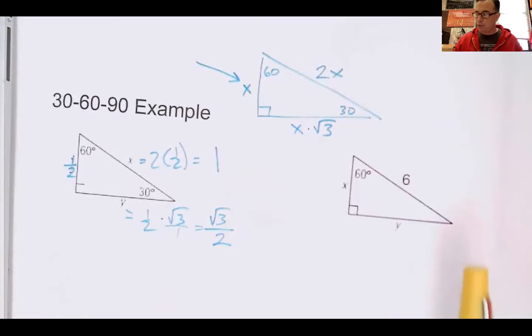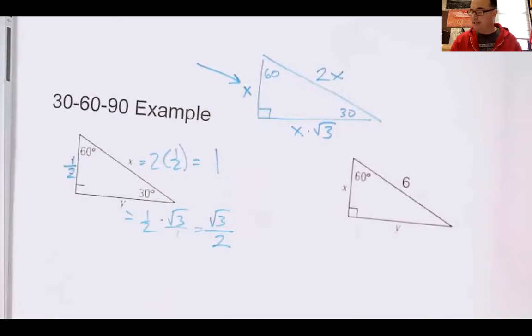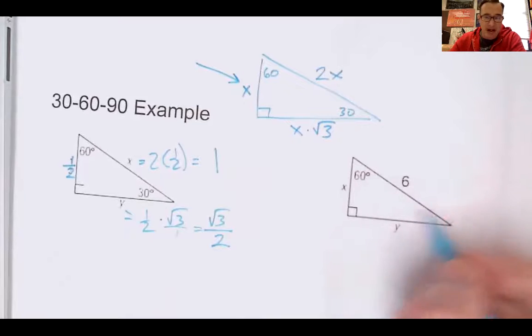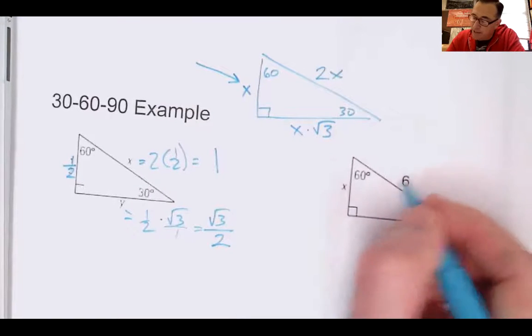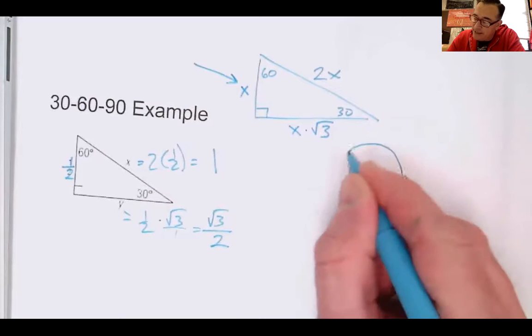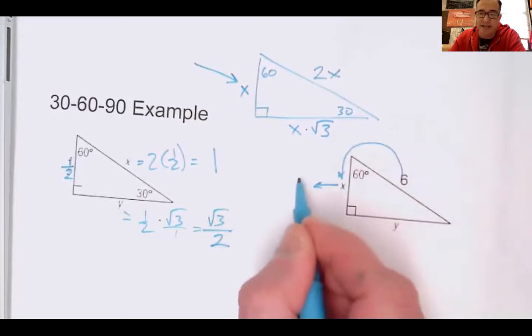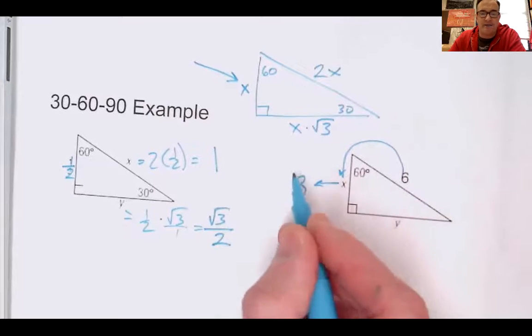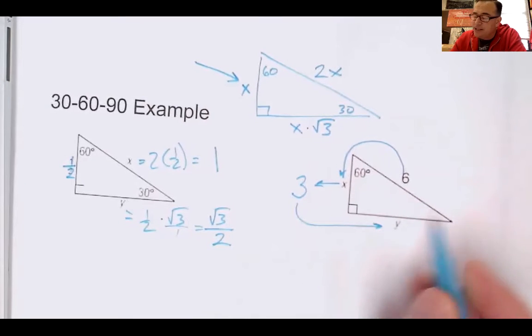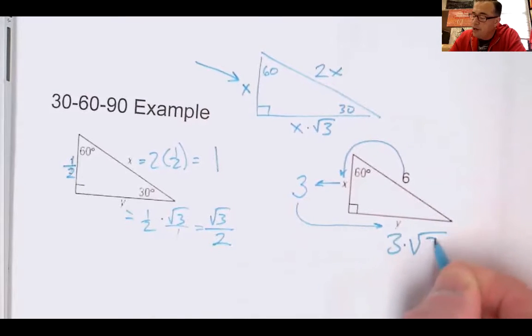Last problem. Okay, we look at this one right here. I want to make sure that we can see what's going to happen. Right now, if I have the hypotenuse, I can work that backwards to find the short side. Because if this is twice this side, that means that this x right here is going to be half of it, which is 3. Once I have my short side, I now have the key to the rest of it. To go to this side, it's going to be 3 times the square root of 3.